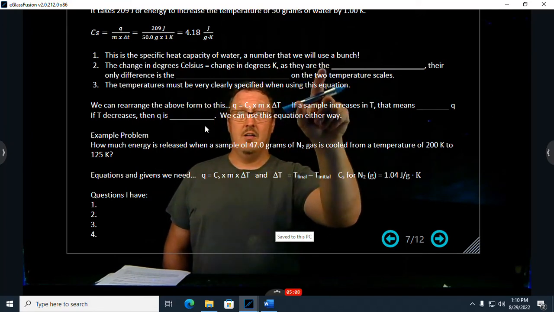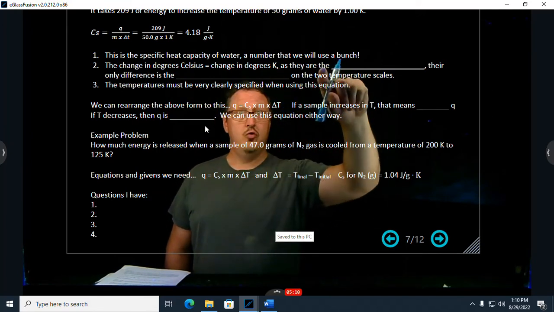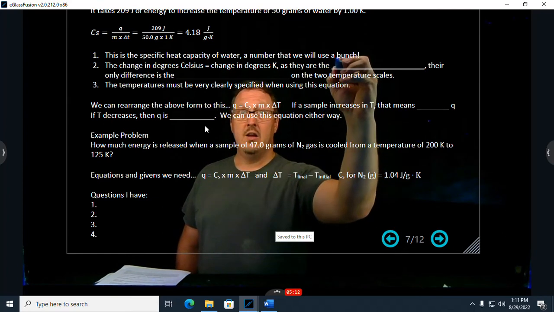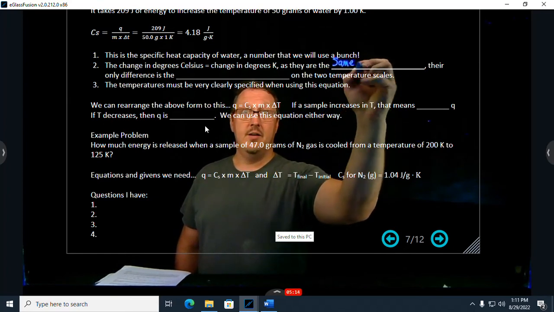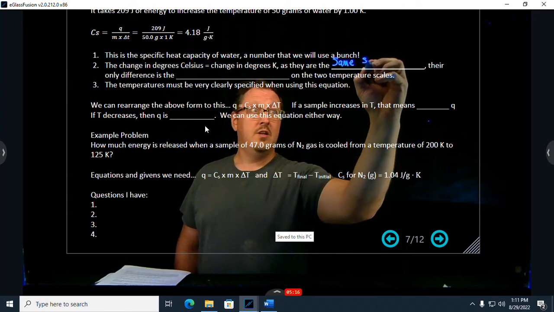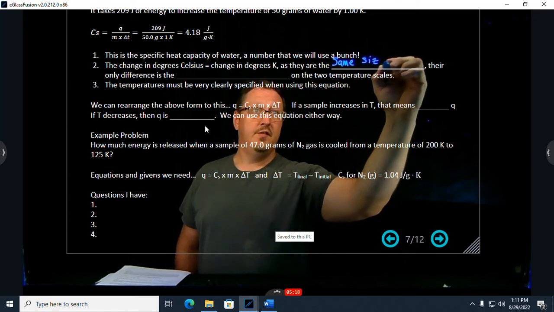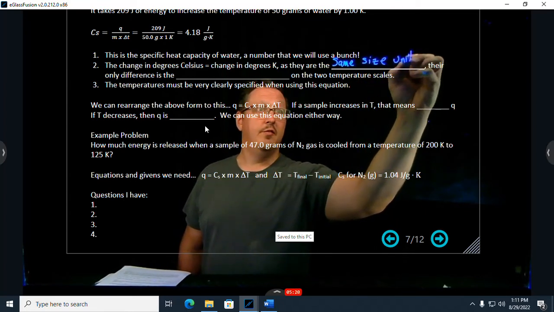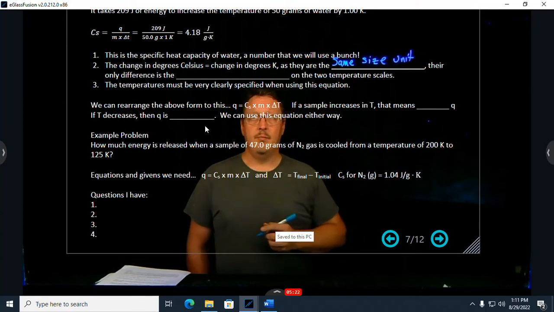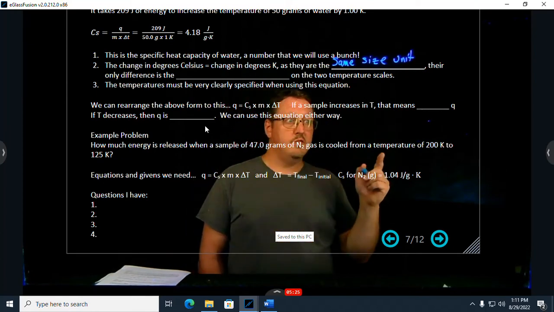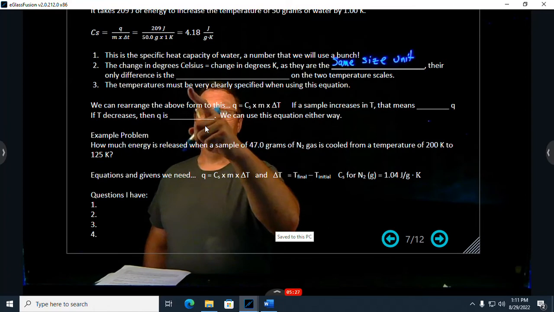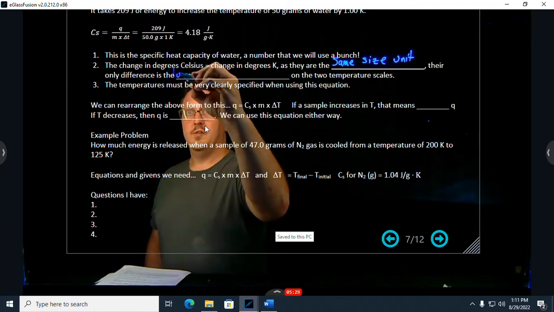They're the same size unit. Okay, so a temperature in Kelvin and a temperature in degrees Celsius is the same magnitude of unit. Okay, the only difference between them is the location of their zero.